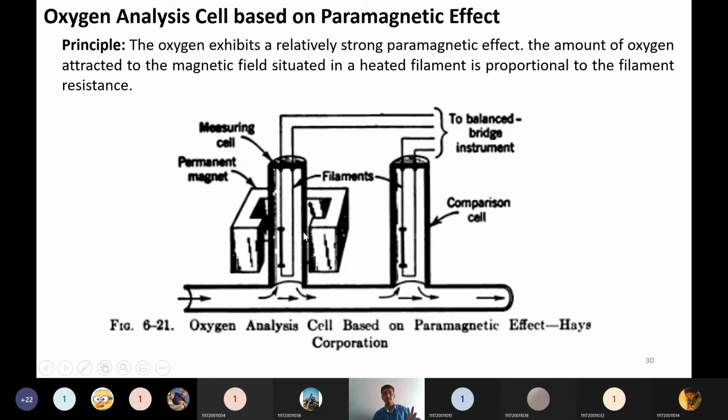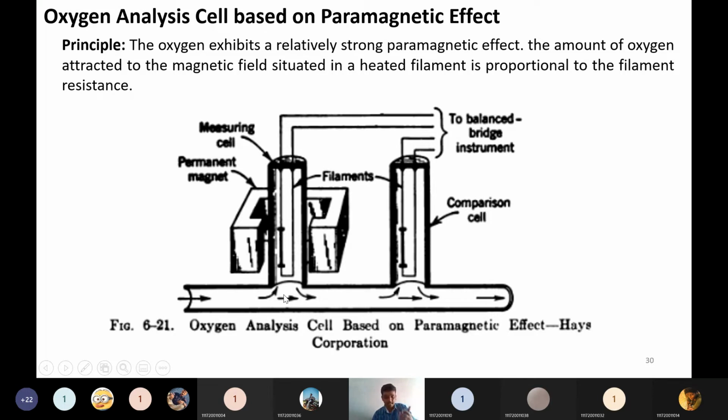We will be using identical resistance materials in the same cells. The measuring cell is usually situated in a magnetic field; a permanent magnet will be attached to the measuring cell. Whereas, if you see here, there will be no magnetic field inside the comparison cell. Whenever the gas sample passes through this sample tube, the bottom is the sample tube.